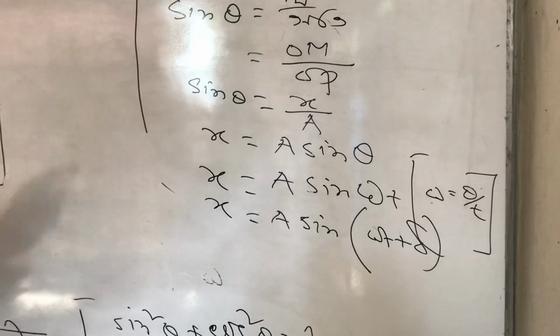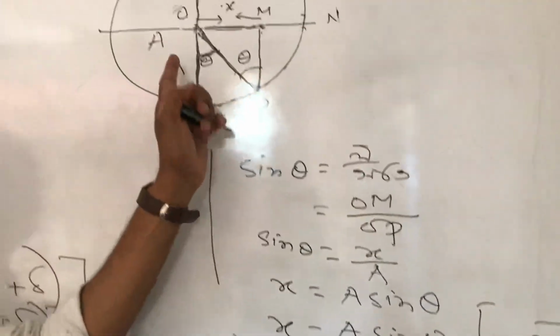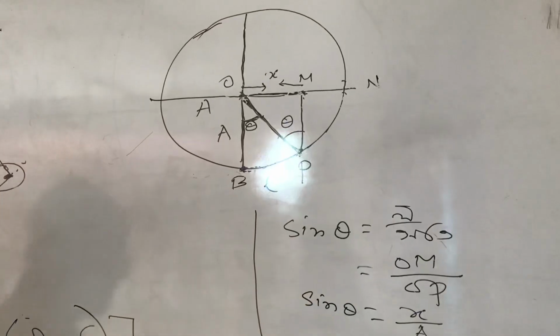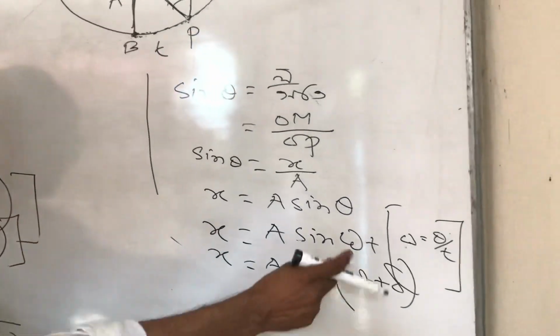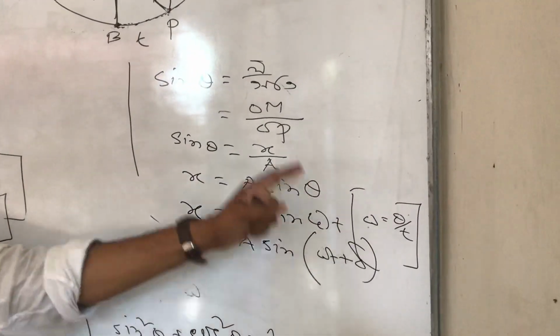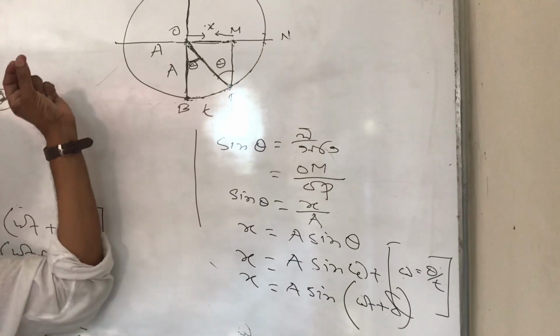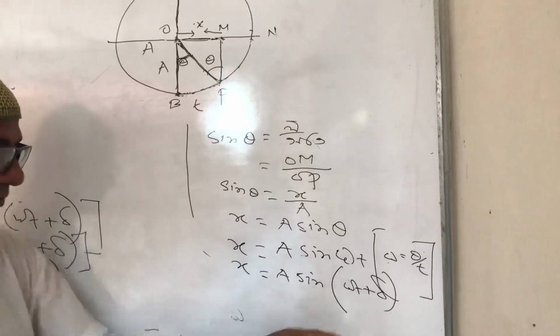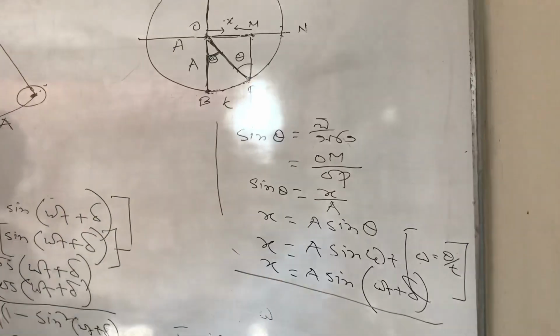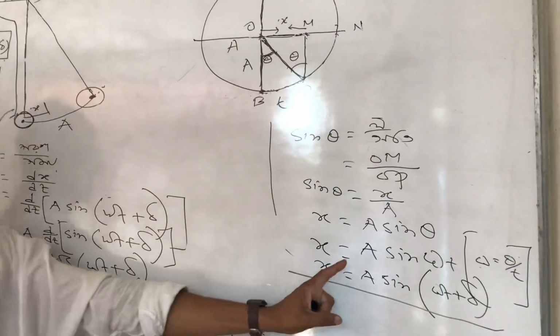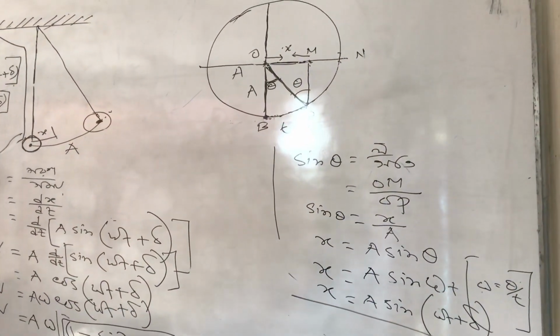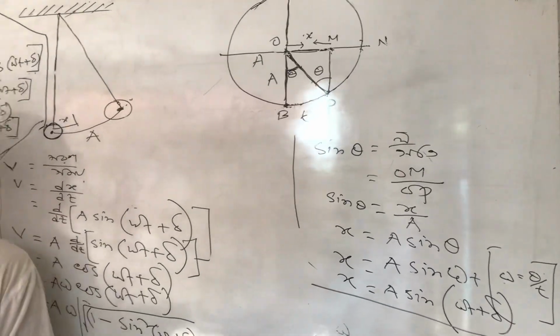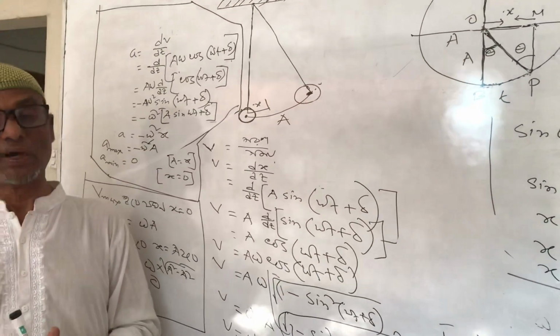If the phase angle is delta, we can write omega t plus delta, which has been increased by delta. So we have the displacement x equals A sin(omega t plus delta). Now we are going to calculate the velocity.